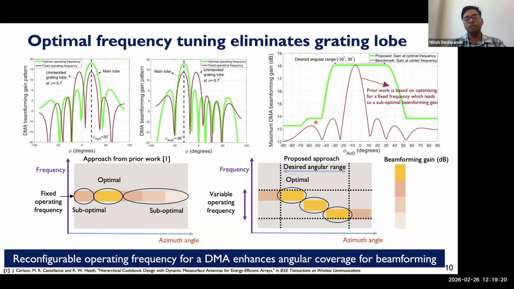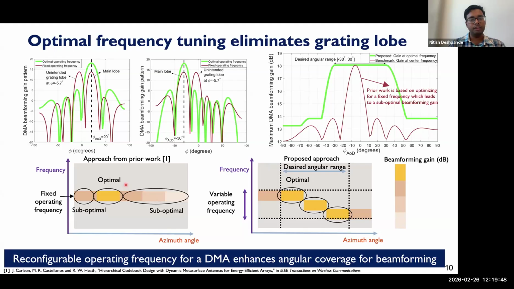So let's look at why this solution exactly works. As I showed earlier, if we operate the DMA on a fixed operating frequency, then we observe grating lobes. Whereas if we configure the DMA by changing the operating frequency itself, then the grating lobe coincides with the main lobe and thus the peak gain becomes higher. So this is like a graphical demonstration of the two approaches.